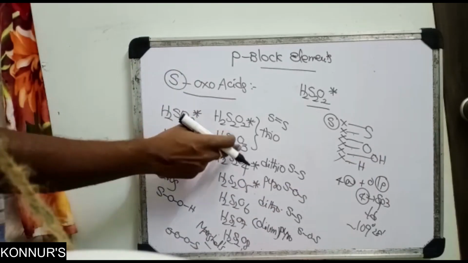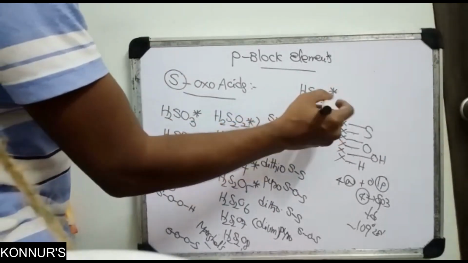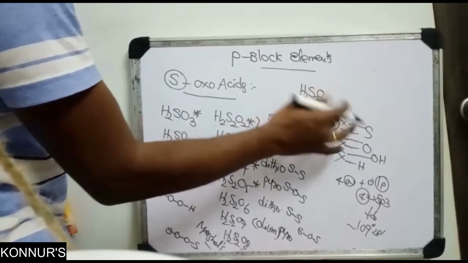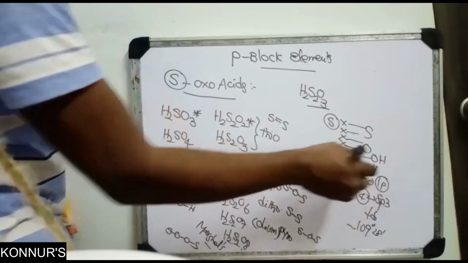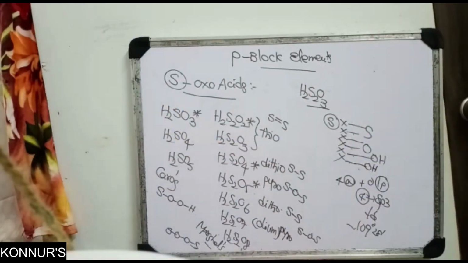Next, H2S2O3. So it is an ic acid. Ic acid means no hydrogen directly connected to center. So you are getting a dibasic acid.